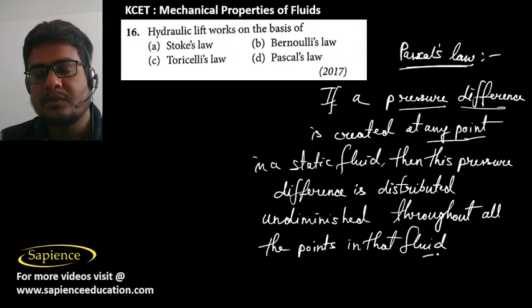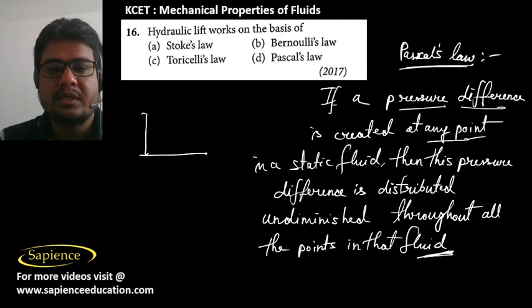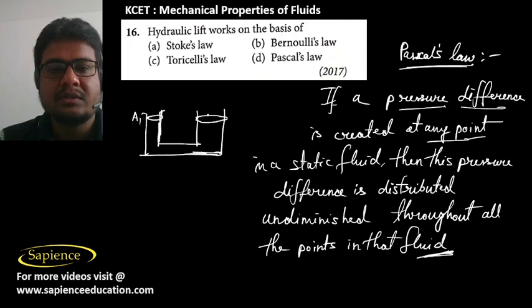So this is the principle on which the hydraulic lift works. It has a U-shaped tube where the area of cross-section of one side, A1, is lesser, and the area of cross-section is higher at the other end. So if some force is exerted here, then a pressure difference will be created here also, which will be used to lift some heavy object.